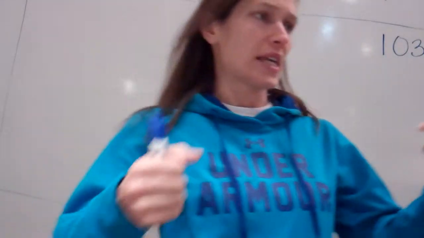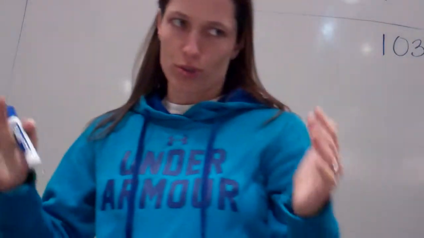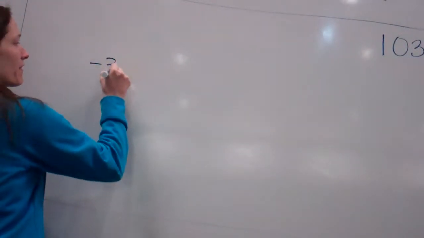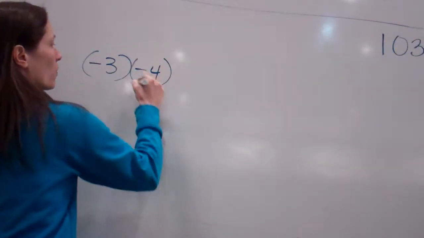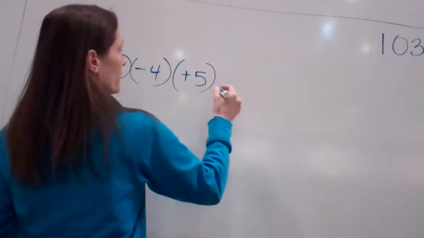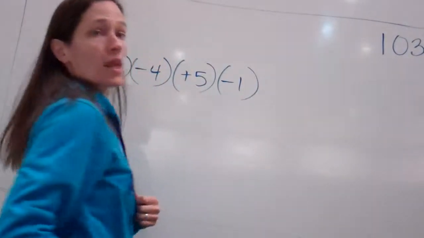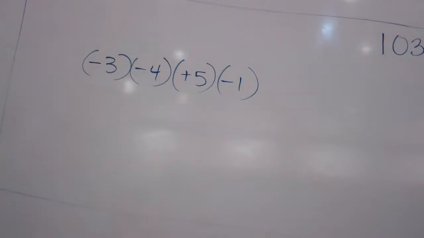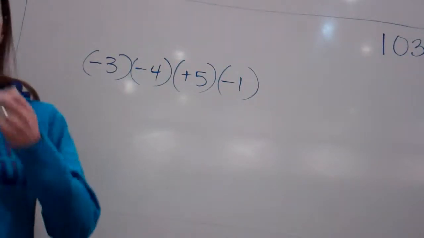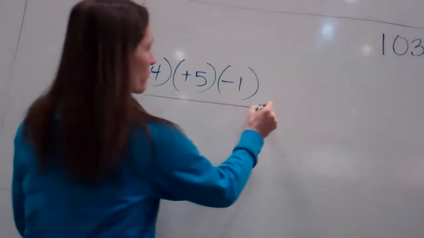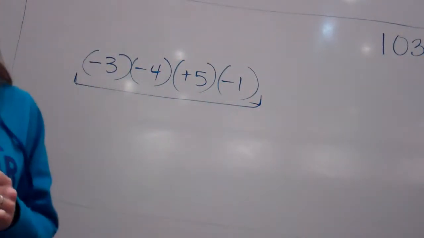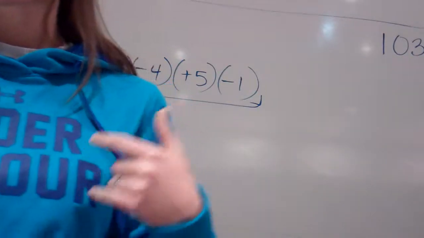Okay, so what we're learning today is about multiplying negative numbers. For example, check this out. If I had negative 3 times negative 4 times positive 5 times negative 1, we should be able to look at this and instantly know if our answer is going to be positive or negative. Let's leave this one up here for just a minute, and I'll show you why it's going to be easy for us to tell if it's going to be a negative answer or a positive answer.